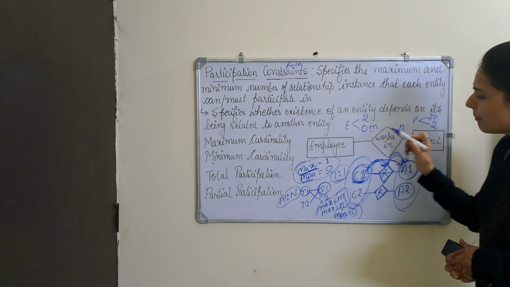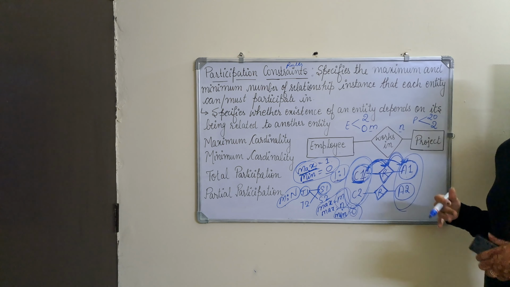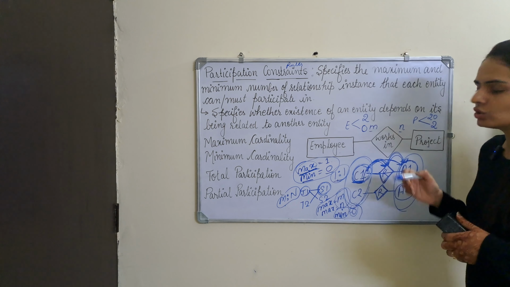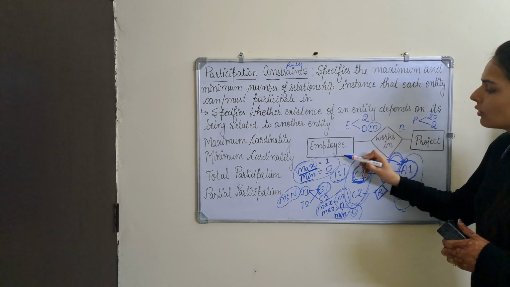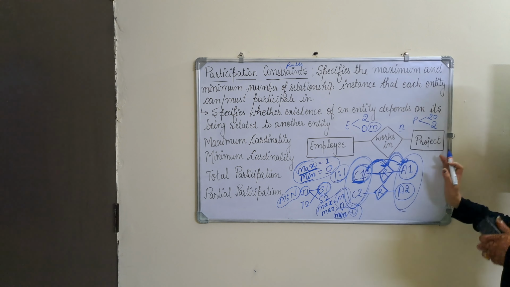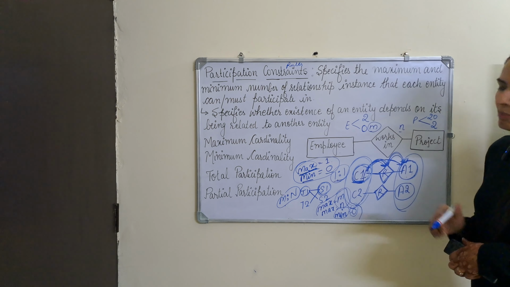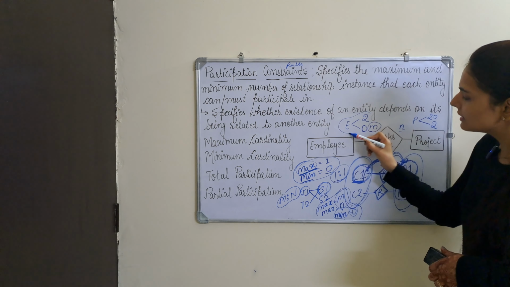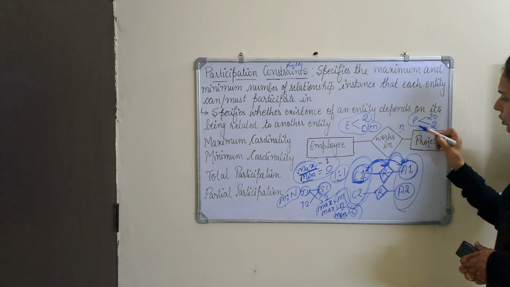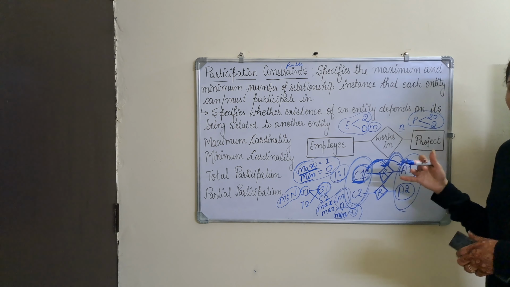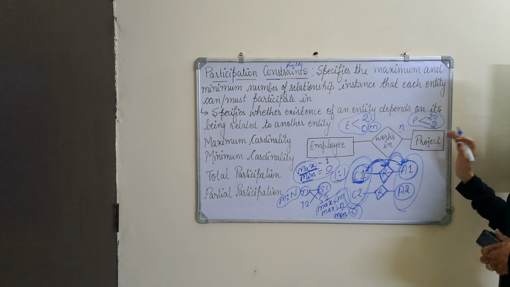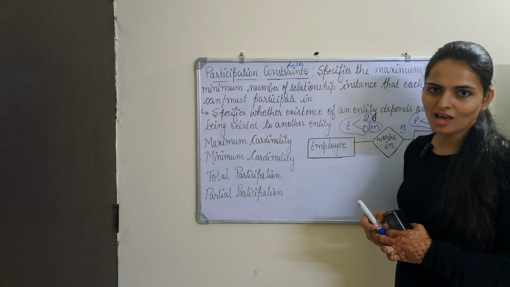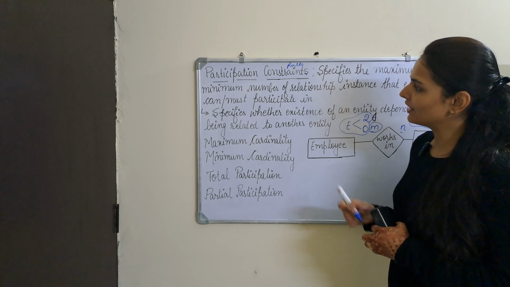But with this many to many relationship, we do not know how many employees are going to participate and how many projects are going to participate. But when we impose these constraints or rules over here, then we know the number that should be there. So now let's have a look at the definition.